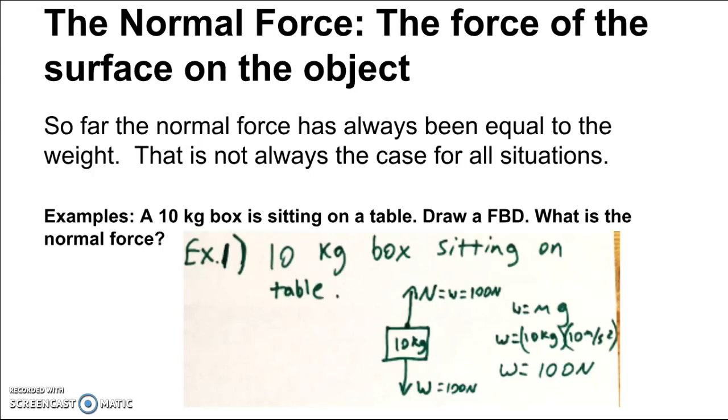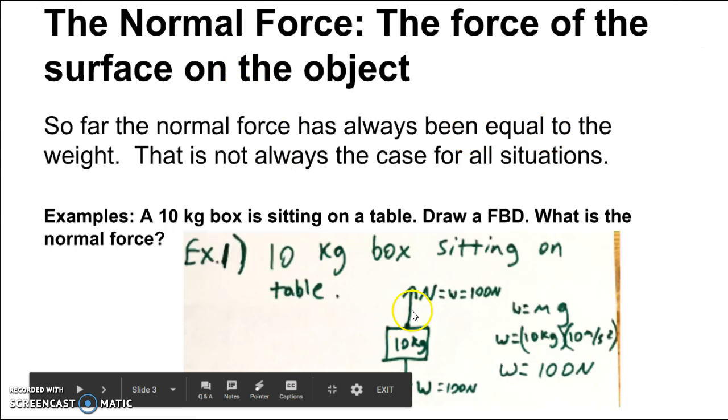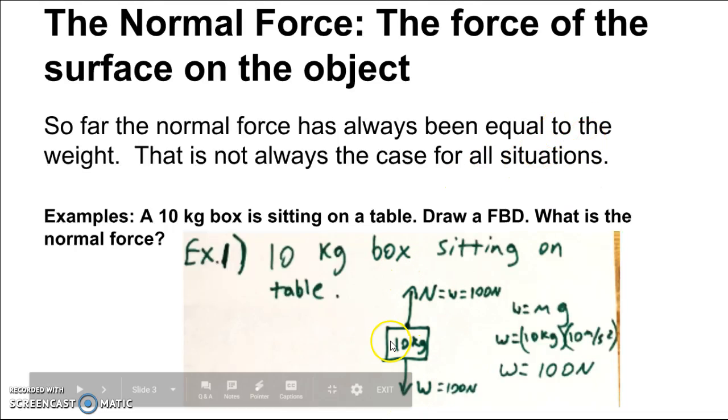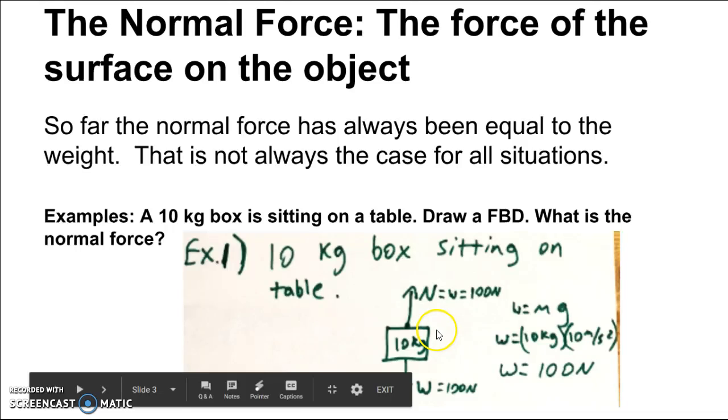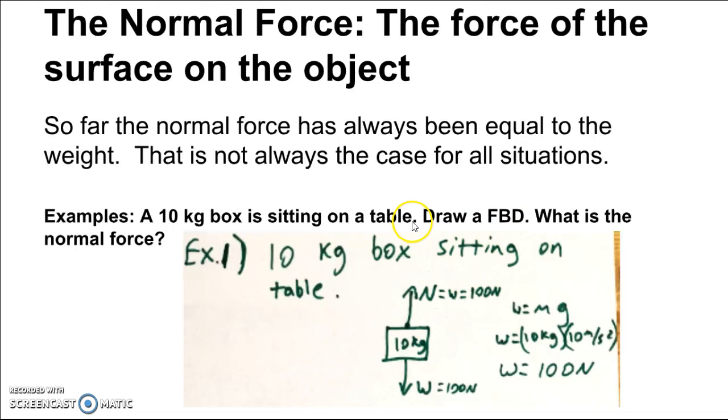Alright, so first one. If you look over at your notes packet, you'll see the stuff about the normal force. So we've always talked about normal force being equal to the weight, but that's not always the case. On the first example, it says a 10 kilogram box sitting on a table. Draw a free body diagram with the normal force. Well, if the box is just sitting there, then the free body diagram is normal force up, weight down, and then you can easily determine that the weight equals the normal force. So this is how we've been doing it.